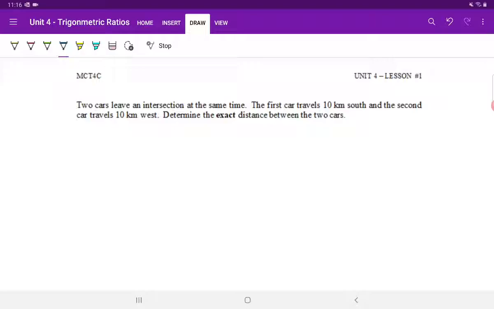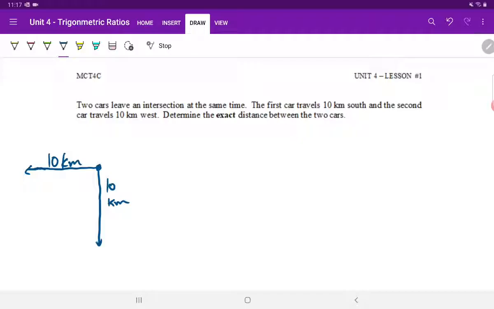Okay, last question here. Two cars leave an intersection at the same time. The first car travels 10 kilometers south, and the second car travels 10 kilometers west. So two cars are leaving the same point at the same time. First car travels 10 kilometers south. The second one travels 10 kilometers west. Determine the exact distance between the two cars.